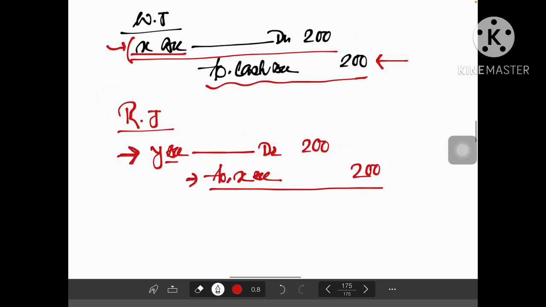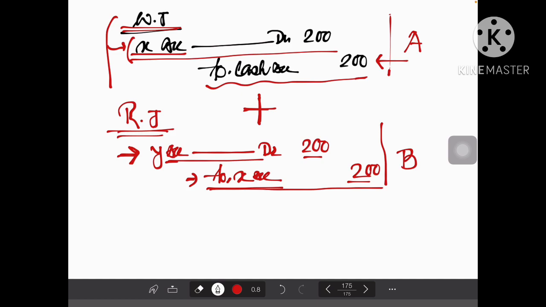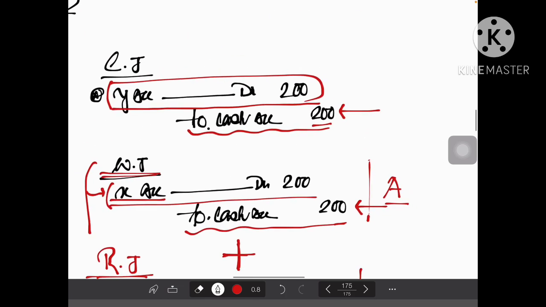Now coming to the rectifying journal, it is going to be Y account debit to X account with the amount of 200 and 200. Let me explain a little more briefly. You have already established a wrong journal and now you are doing the rectifying journal. Now I'll show you something. With the addition of the wrong journal and the rectifying journal, we need to check: if the wrong journal is A and the rectifying journal is B, always remember this A plus B must be equal to the value of C. What is C? C is the correct journal.